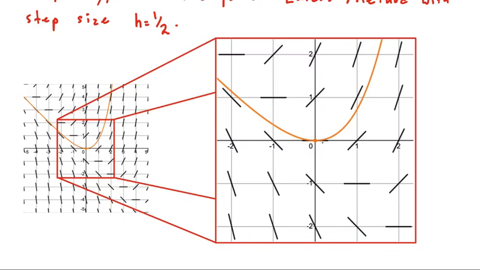To do Euler's method, we start at a given point. We start at the initial point that's given. And we move some step size in the x direction. Here we're told to move 1/2 in the x direction, and we move following the direction of the slope field at that point.